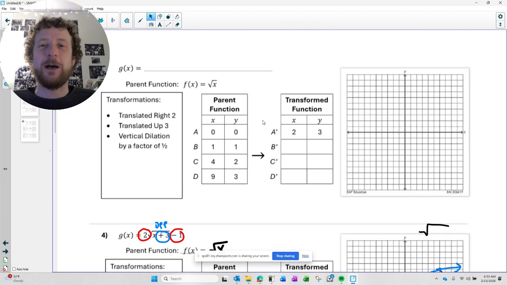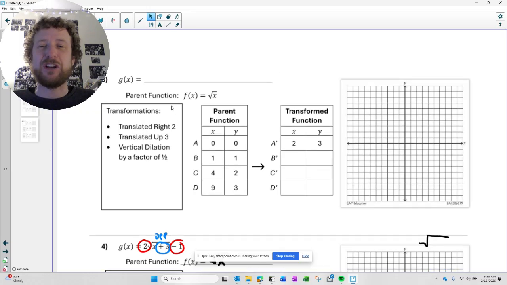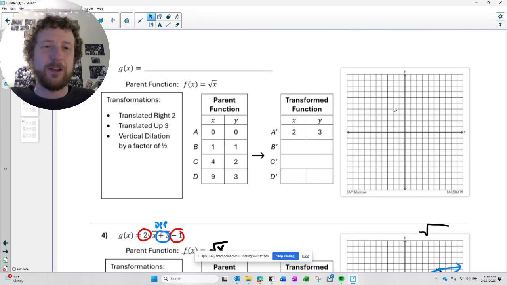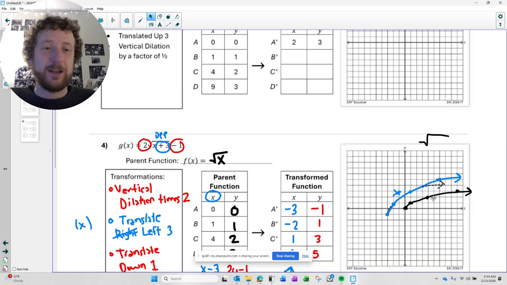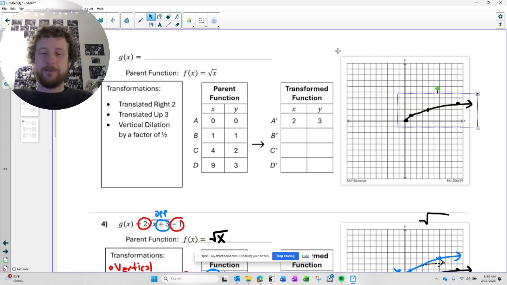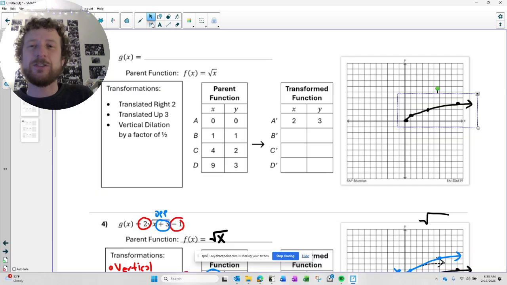So I'm going to scroll up to this one. I'm going to go pretty quickly through writing the equation so I can get straight to the transformations. Since this is the same parent function, I'm just going to copy and paste this graph. Come on, bud. There we go. So it's still 0, 0, 1, 1, 4, 2, 9, 3.